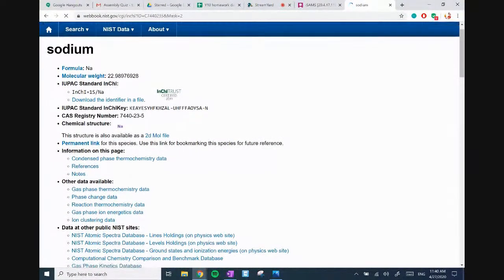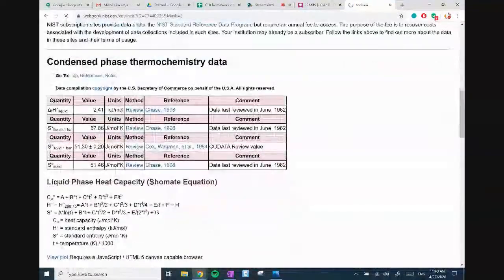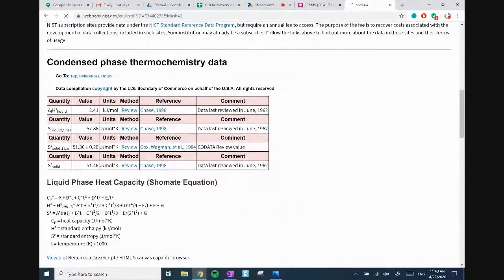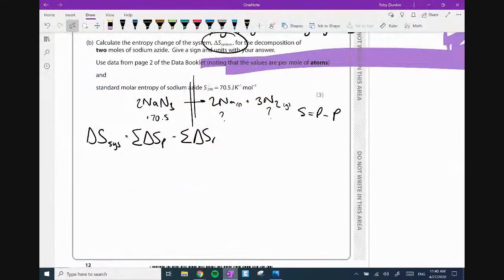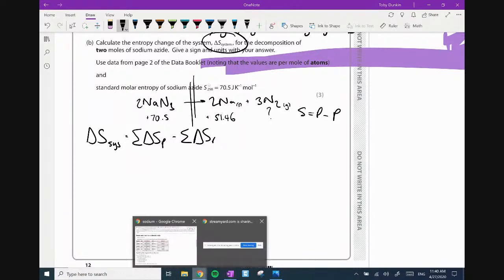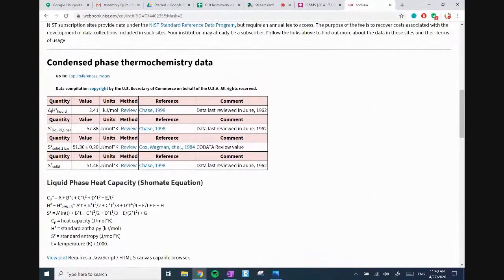Yeah, sodium as a solid. Entropy values. There you go. Condensed phase thermochemistry data. Entropy of solid. It's giving you pressures and a liquid. It's really interesting. So we've got 51.46, and it's a positive value, of course. All entropies are. You can't get negative entropy. The lowest you can get is 0, and that's at absolute 0.